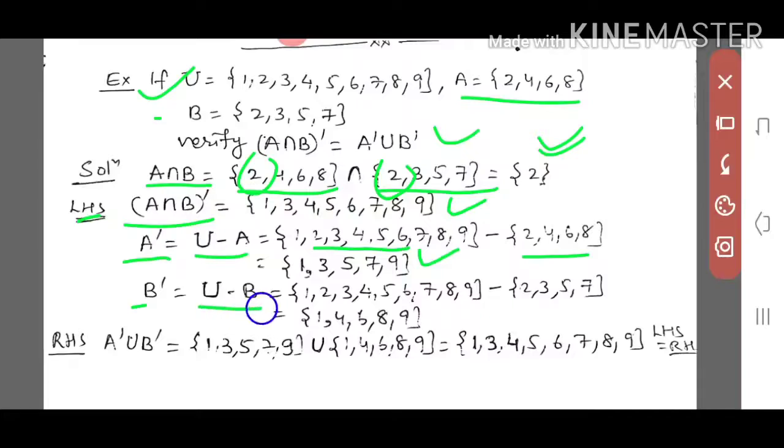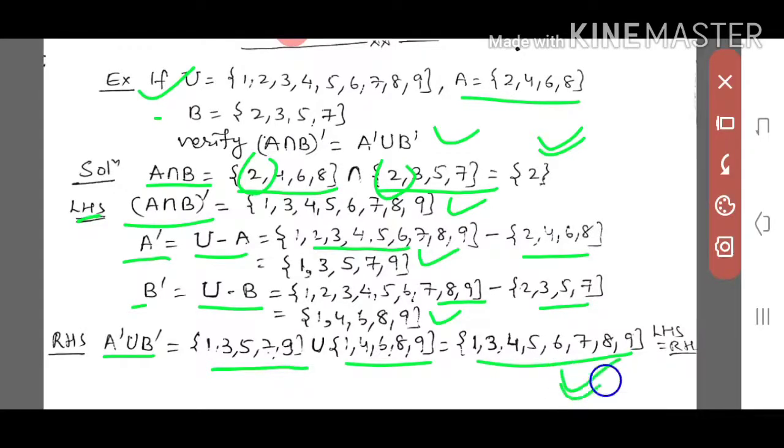Now B complement is, from the universal set you remove the B elements. So you will get here 1, 4, 6, 8, 9 that do not belong to B. So here we get B complement as the set 1, 4, 6, 8, 9. Now you will find the right hand side, which is A complement union B complement. You write first A complement, then you write B complement, and union means you write all the elements of A complement and B complement, that is equal to 1, 3, 4, 5, 6, 7, 8, 9. So look here, this is the right hand side and this is the left hand side, and both are equal, means we can say here left hand side is equal to right hand side.